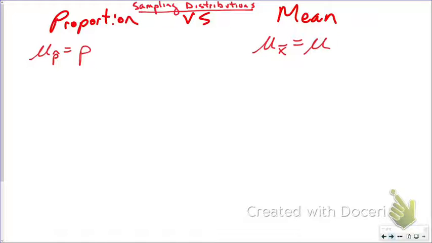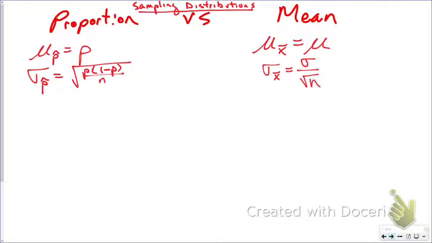Remember, those two are typed on your formula sheet, along with this next one. The standard deviation of the proportions is the square root of P times 1 minus P, divided by N. And for means, it is the standard deviation divided by the square root of N.